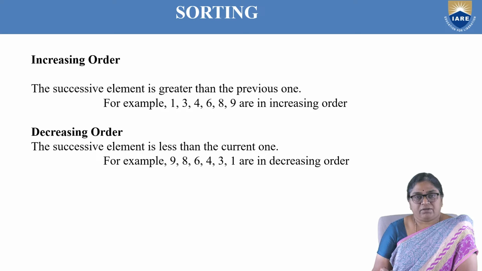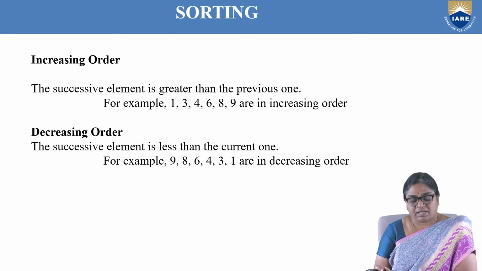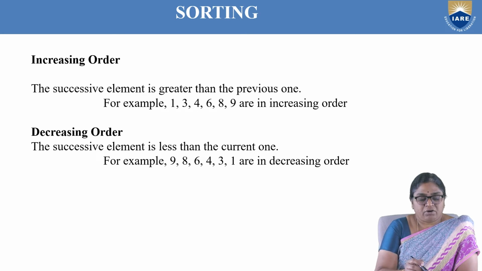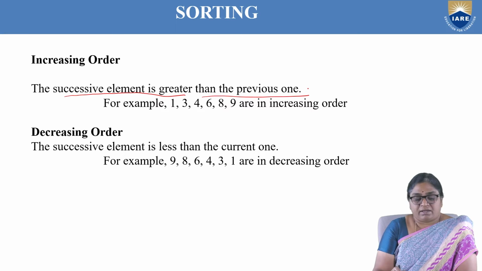And generally, we will get questions like: arrange the list in increasing order using some algorithm, or arrange the list in decreasing order, or non-increasing order, or non-decreasing order. Some kinds of questions we may get in exams. Let us see what we mean by increasing order or decreasing order, or non-increasing or non-decreasing. Increasing order means the successive element is greater than the previous one. If the successive element is greater than the previous element, then it is known as increasing order.